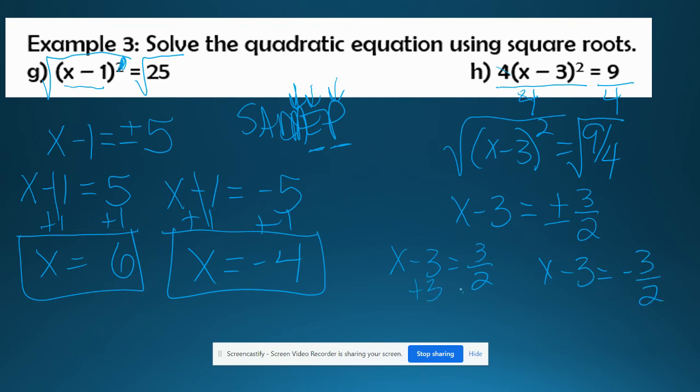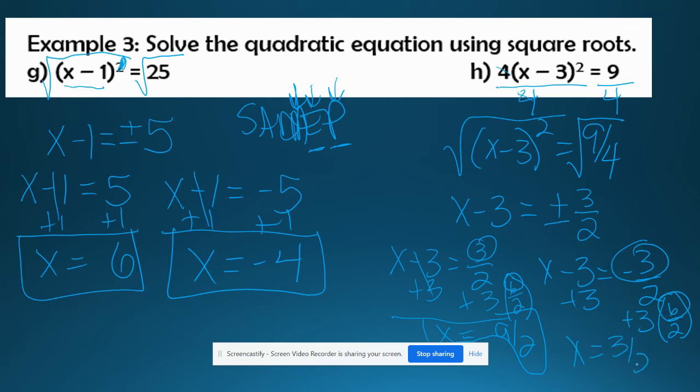We would add 3 to get x alone. 3 halves plus 3, and that would be 6 halves. So 3 plus 6 is 9 halves. Add 3, which is 6 halves, and negative 3 plus 6 is 3 halves. And so 9 halves and 3 halves are our solutions.